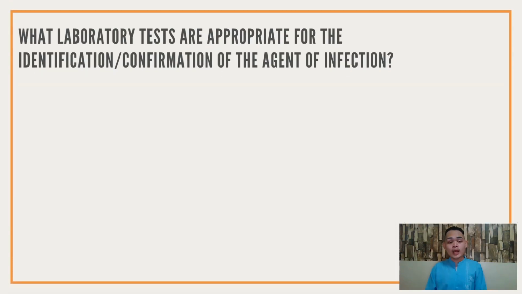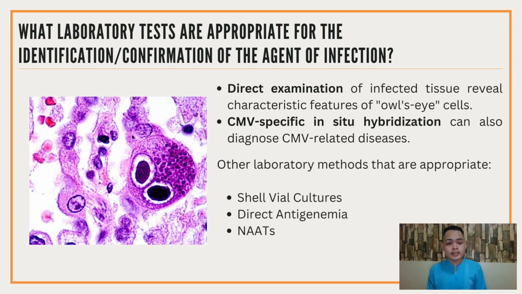Now, at this juncture, what laboratory tests are appropriate for the identification and confirmation of the agent of infection, which is the cytomegalovirus? CMV-associated diseases are typically diagnosed through the direct examination of the infected tissue, which reveals the characteristic features of owl's eye cells. However, you can also make use of CMV-specific in situ hybridization on tissue to help diagnose CMV-related diseases.